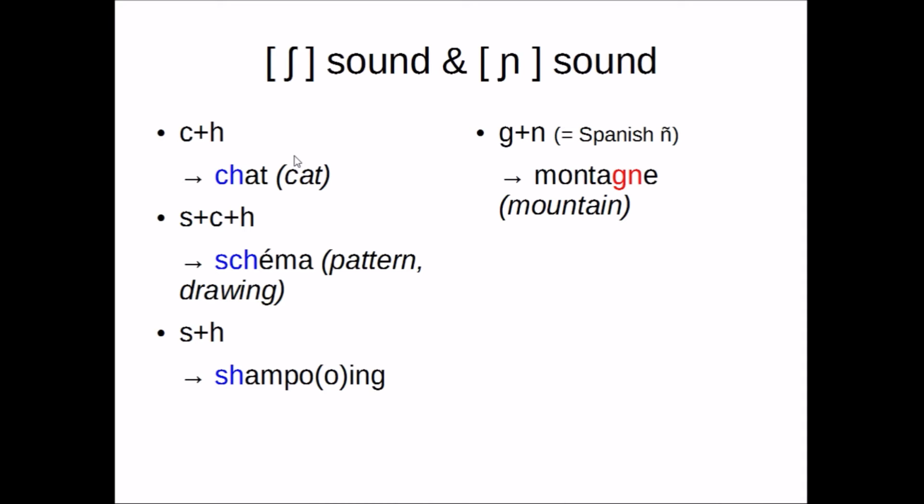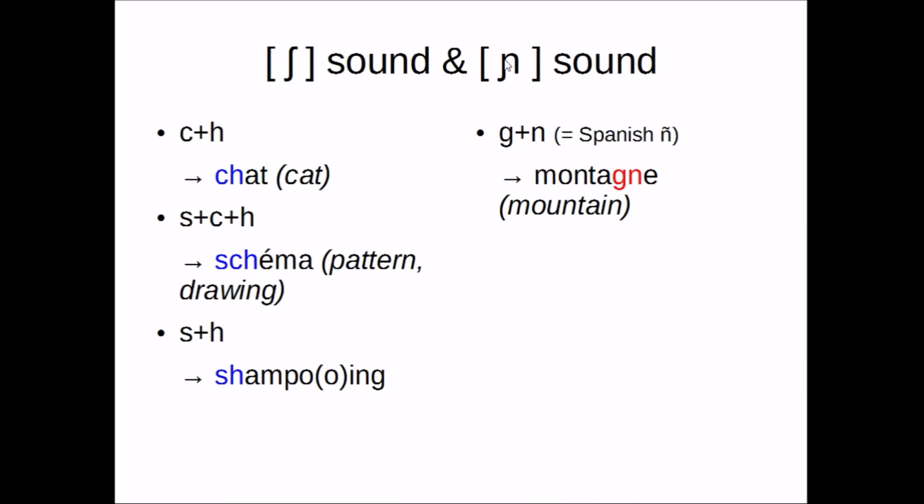It's written ch, but can also be sch, as in the word schéma. So it means a pattern or a drawing, and you can have the sh sound by combining an s and an h, as in the word shampoing in French, which means of course shampoo in English. In French you can write it with only one O or with two O's. It doesn't matter. But do not forget the silent G at the end.